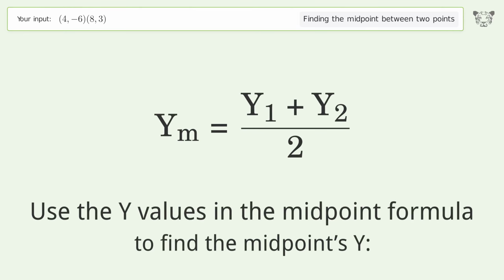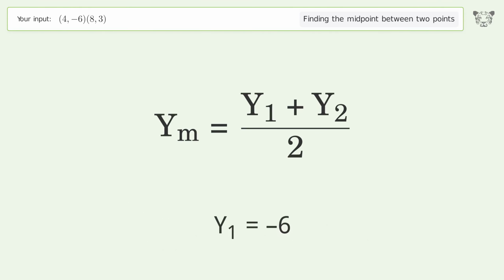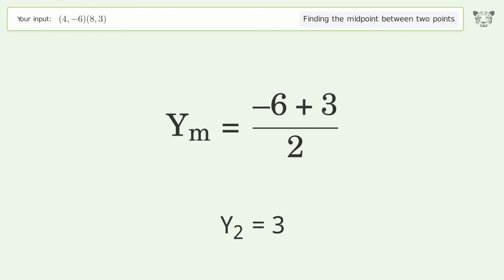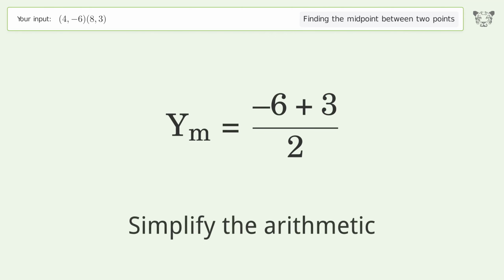Use the y values in the midpoint formula to find the midpoints y. y1 equals -6. y2 equals 3. Simplify the arithmetic.